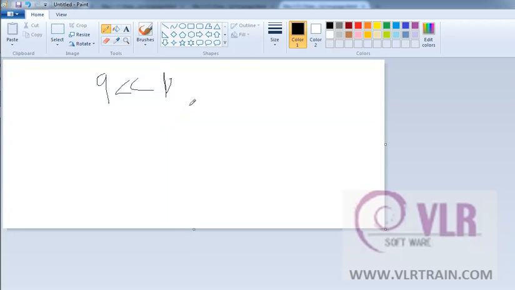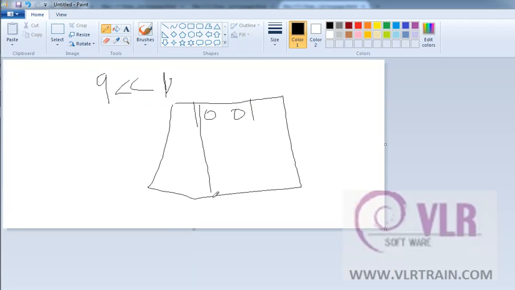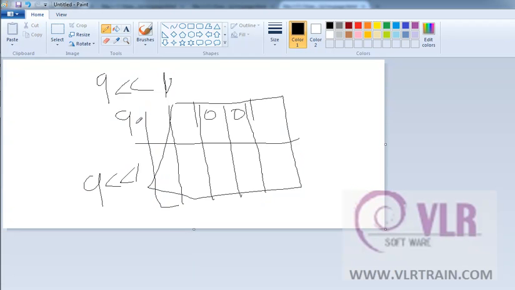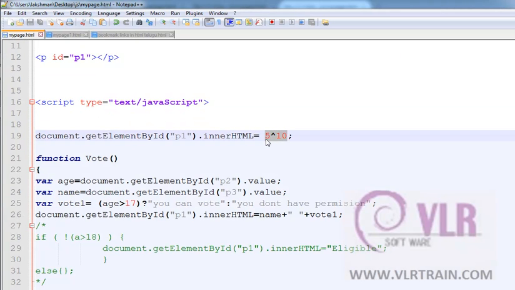So what is the actual value of 9 in binary? 1001. So I am drawing the boxes here, 1001. Left shifting means we are shifting the bits 1 place to the left. This is the 9, and this is the 9 left shifted by 1. So I am taking one more box here and shifting the bits to the left. 1, 0, 0, 1, and the last bit becomes empty, so here 0 is saved. So 9 left shift of 1, what is the answer? 18.